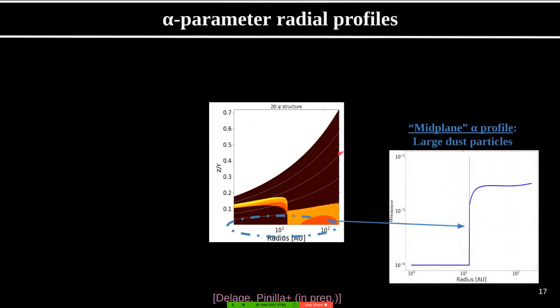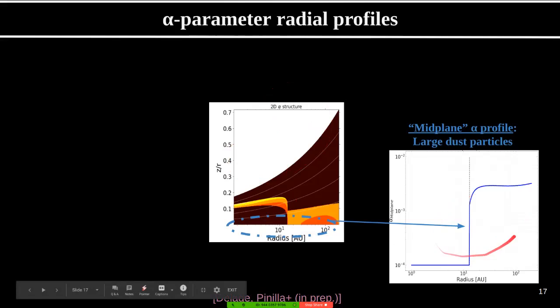So first of all, if you want to describe the turbulence felt by large dust particles, we know that large dust particles are going to be very close to the midplane. They are decoupled from the gas, and they do not really feel what's happening in the surface layers. They only care about what's happening locally at the midplane. So therefore, you can use this 2D alpha profile, take the midplane values, and then get this alpha profile that will be consistent to describe the turbulence felt by large dust particles.